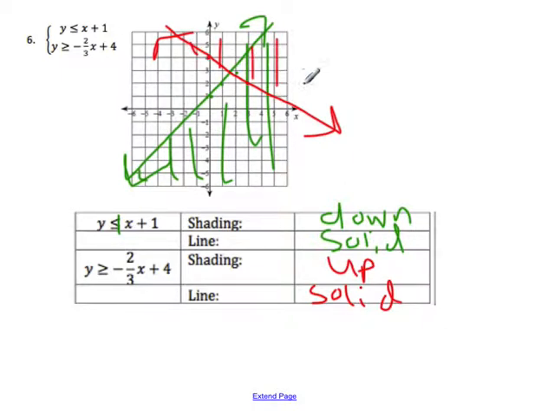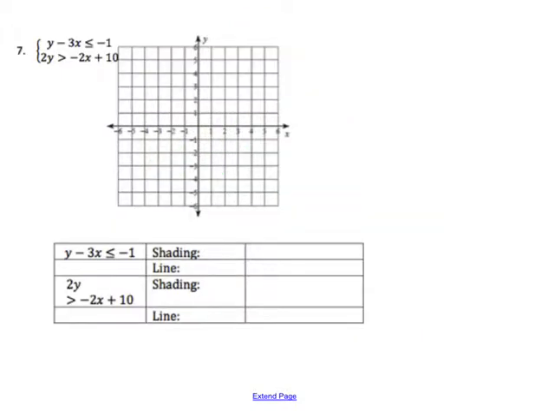So the region where the two colors intersect is right there. So I'm going to make sure I shade that in really, really dark so Miss Humbert knows that that's my solution. If I have to take too long to figure out what your solution is, I'm just going to count it wrong. Okay? So let's take a look at number 7 now.